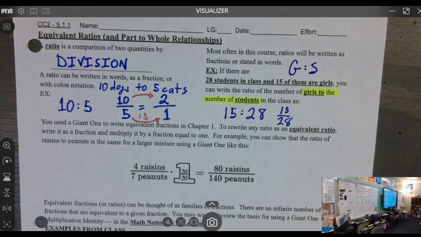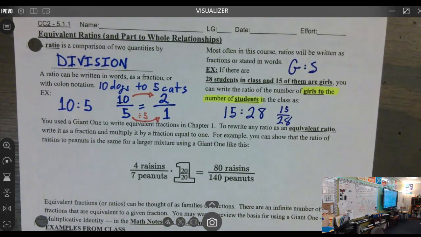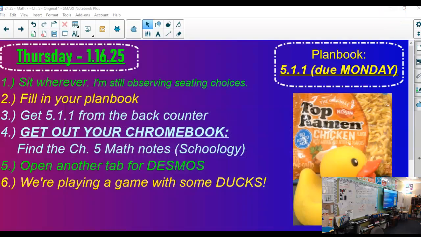All right, so the first thing that you were actually supposed to do on your Chromebook was to find the Chapter 5 math notes. So I'm going to unpause for a second, but guys, realize I'm getting on Securely to check on what you're doing. If you haven't gone to Schoology, go to Schoology. And if you have more than 4 tabs open, you're probably going to have to close a tab because you don't need to have more than 4 tabs open.